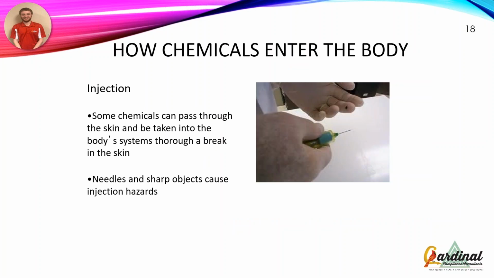Okay, so the last one we're going to talk about of how chemicals enter the body is injection. Now, unfortunately, if you're doing some work with mice or sheep or whatever you're working with, or maybe a sharp piece of glass from a beaker that broke, you just need to make sure that you're aware of that and stay mindful of that, because chemicals still can pass through that needle into your skin.